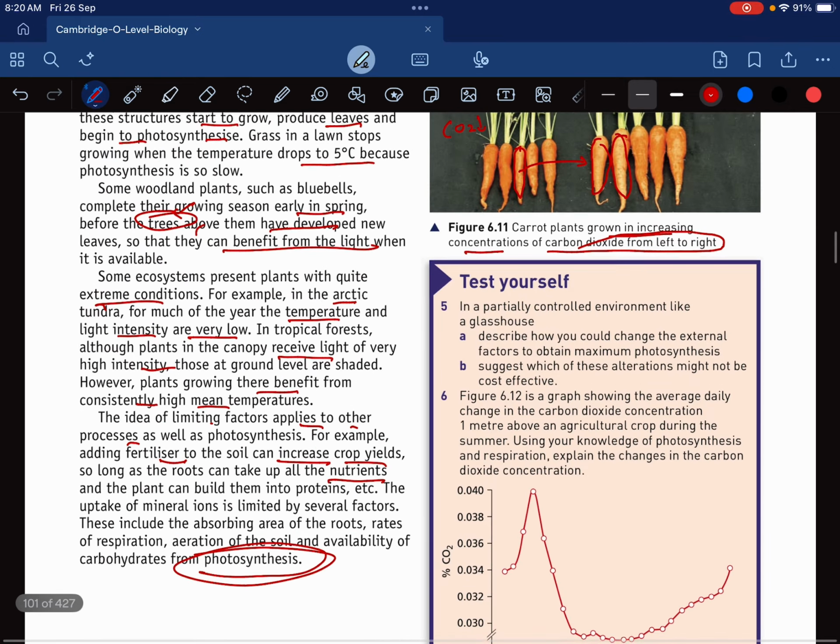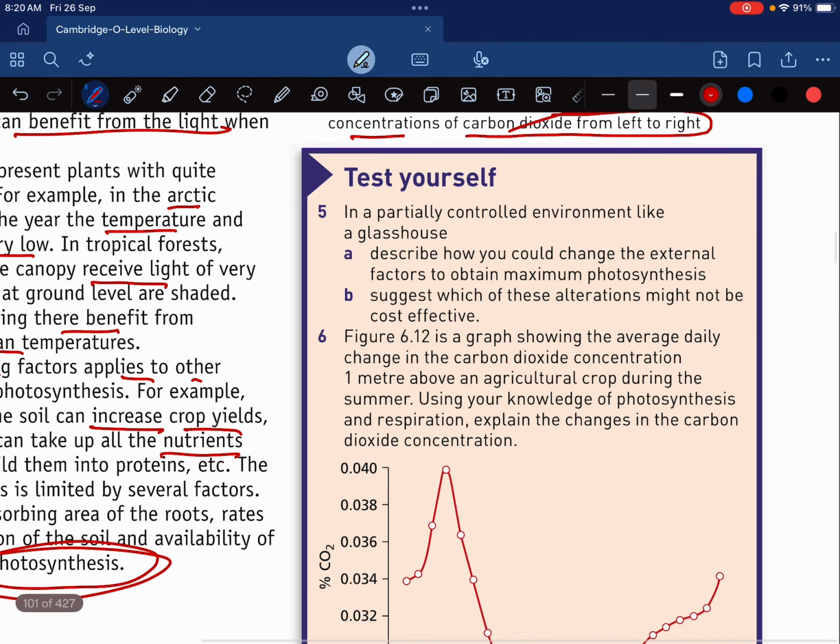All right, now test yourself. Let's test ourselves. Question number 5. A partially controlled environment of grass. Describe how you could change the external factors to obtain maximum photosynthesis.